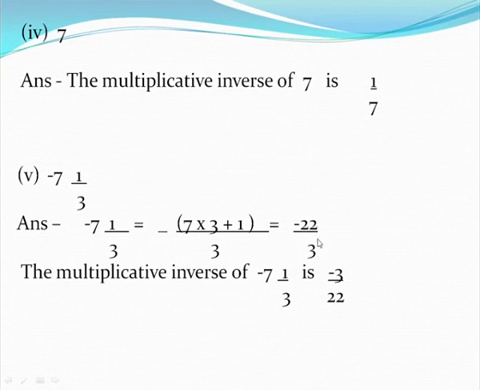Now, here we will take the reciprocal of it. Here 3 will come in the numerator and 22 will go in the denominator, and the minus sign will remain in the numerator as we are not writing the denominator as negative. Hence, the multiplicative inverse of negative 7 integer 1 upon 3 is negative 3 upon 22.